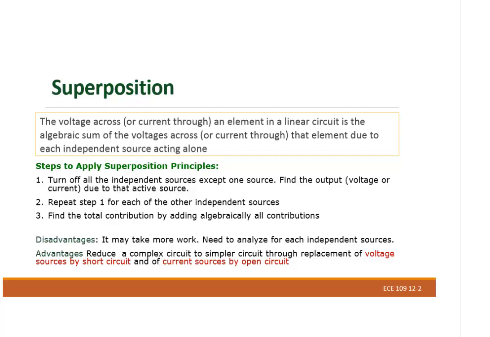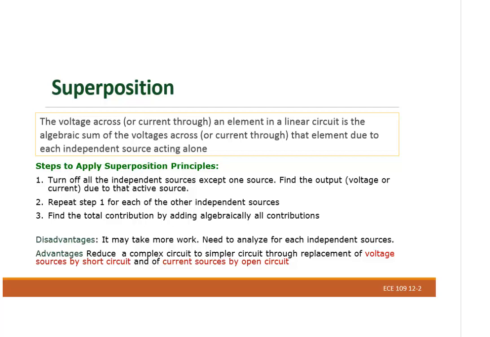Superposition can be defined like this. The voltage across any element in a linear circuit is the algebraic sum of the voltage across that element due to each independent source acting alone. Basically, if you have multiple sources, you can see the effect of each one individually on any element, then combine them as an algebraic sum to find the total voltage or current through the elements.